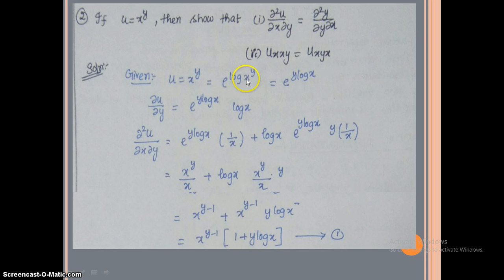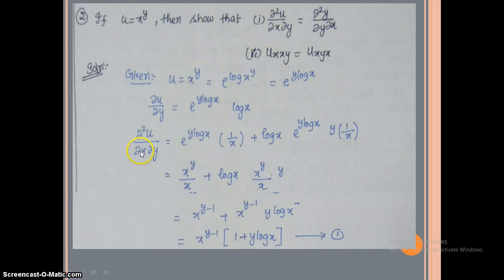Therefore e power log of x power y, that is equal to, what is log of x power n? Log of x power n is n into log x. So that implies e power y log x. So first we can take with respect to y, dou u by dou y equal to, what is e power x? So we get e power x. With respect to y means, so we get y is 1, so we can write log x as it is. So therefore next we can find second derivative.